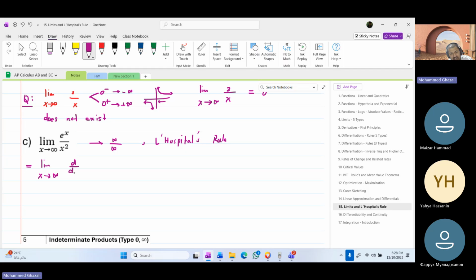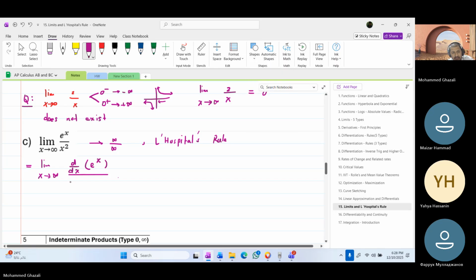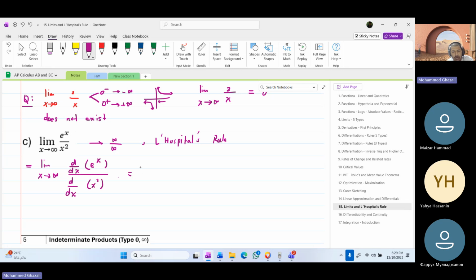You say d dx of e to the power x over d dx of x squared, limit as x approaches infinity. What's the derivative of e to the power x? Still e to the power x. And the derivative of x squared is 2x. Let's substitute infinity here. We can't cancel out anything. Again, we're getting infinity over infinity.